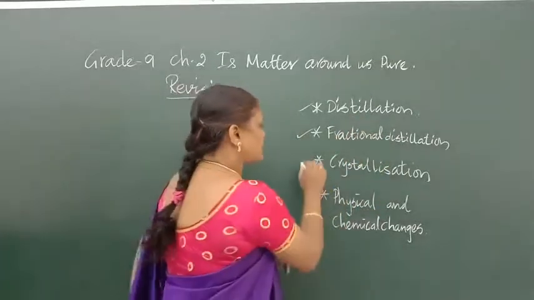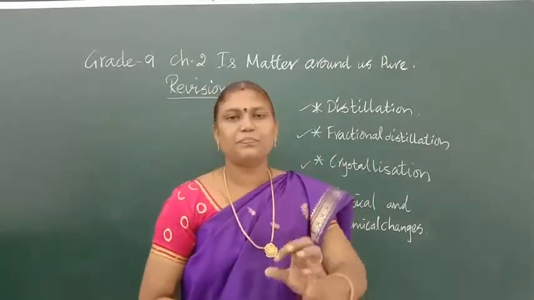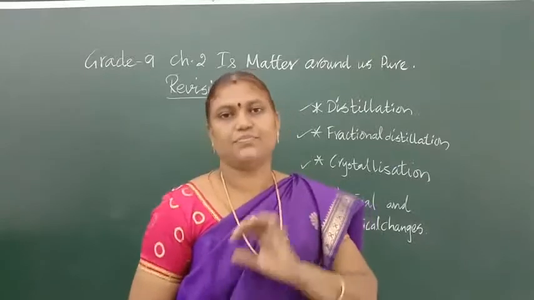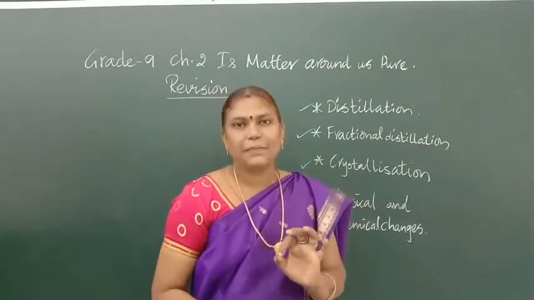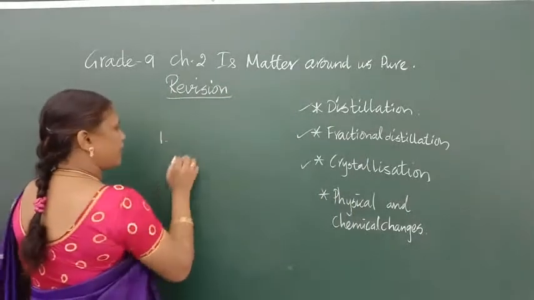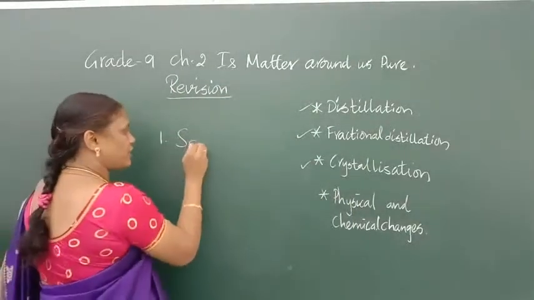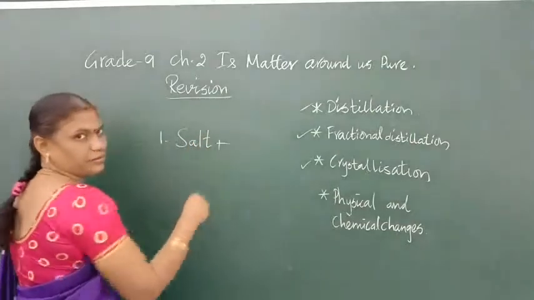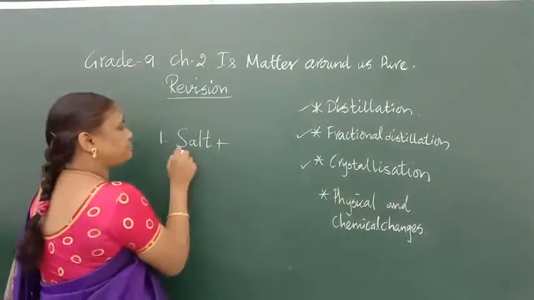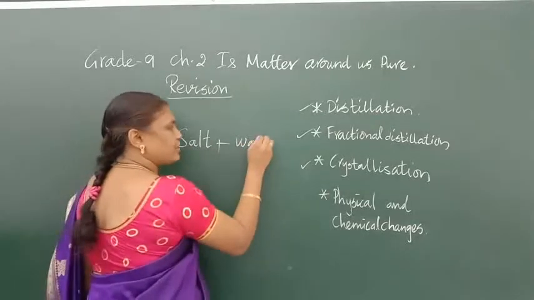Then what is crystallization? With crystallization you can get pure solid crystals. The pure form of a solid can be obtained by crystallization. First, you have to take a substance which undergoes crystallization, for example copper sulfate, sodium chloride, all these things. This salt should be added to water.